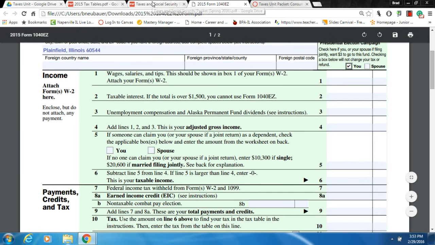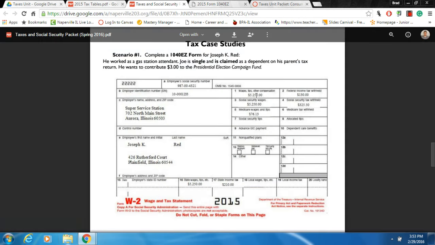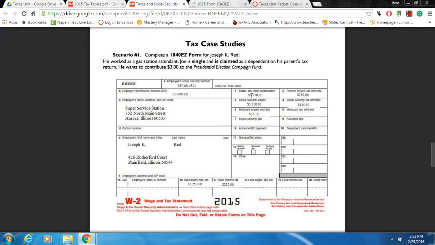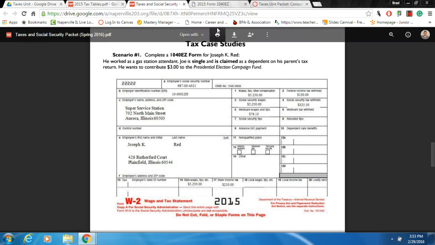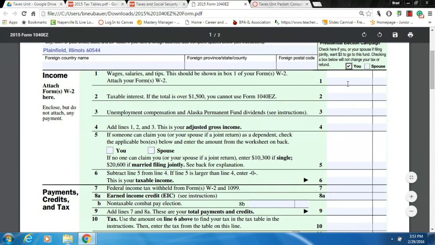So if we go to his W-2 form, we look in box 1, right here's box 1, we can see he's got $5,250. So his gross pay for the year was $5,250. And we put that number right here, 5,250. This column is where you put the cents.